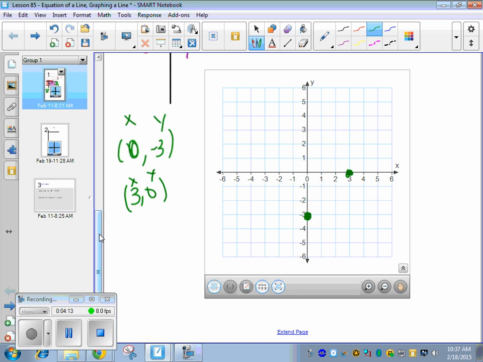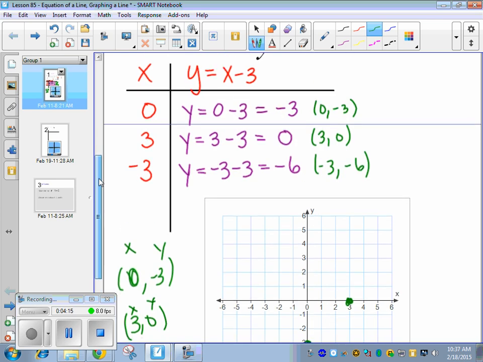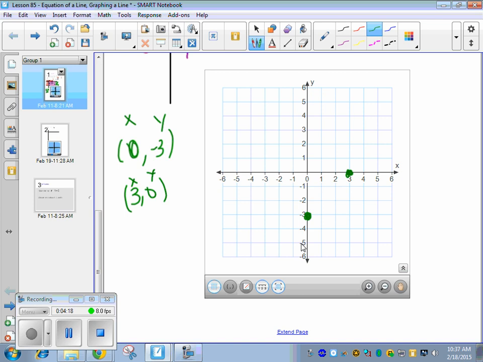And then our last coordinate point is -3, -6. Who wants to come up here and point where that is? Haley? Okay, -3, -6. Yep. Good job. All right.